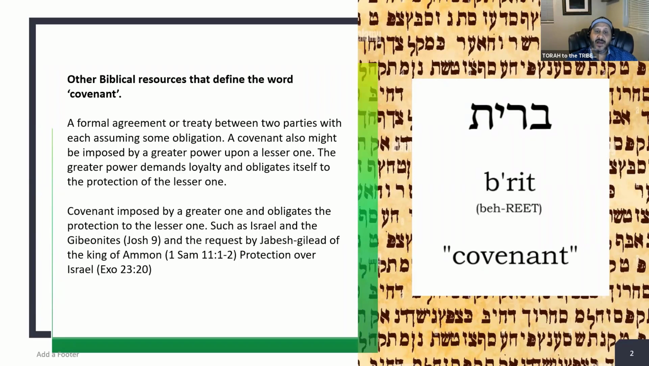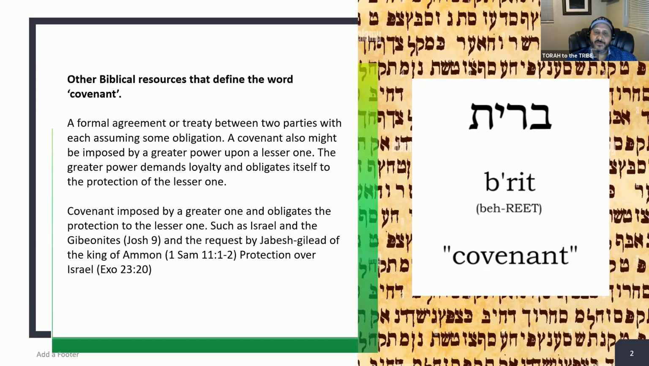And as it reads, I am sending you an angel before you to guard you on the way and bring you to a place that I have prepared. Okay, so doesn't that sound familiar? I'm going to go and prepare a place for you. Part of the promise that Yahushua is leaving those who accept covenant.